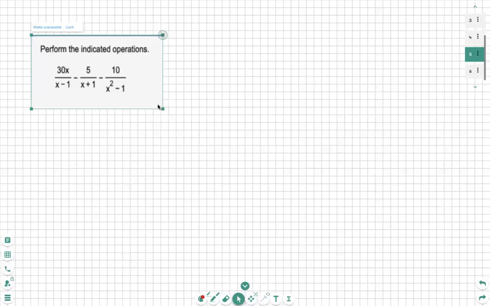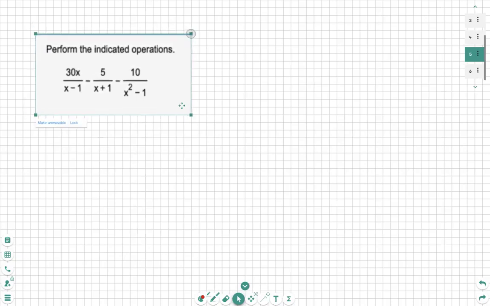Hello, in this video, we are going to subtract rational functions. And in this one, you can see there are going to be 3 terms instead of 2. So this one's going to be a little more difficult. The first thing we're going to do is make sure we have everything factored on our denominators.